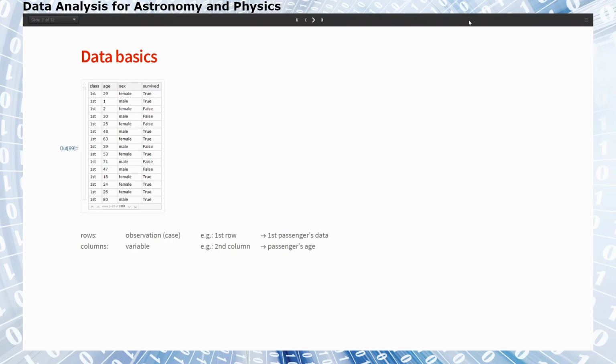An astronomical example would be that an observation could be, for example, a star, and different variables that we measure corresponding to the stars are, for example, their mass, their luminosity, their distance, their spectral class, and so on.